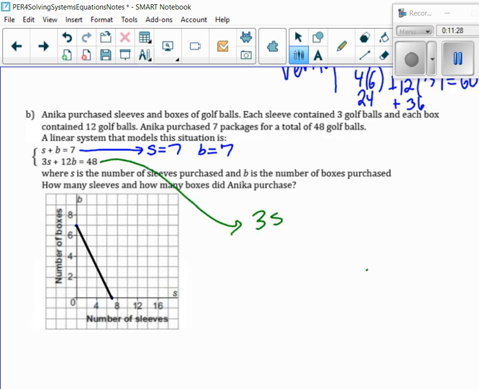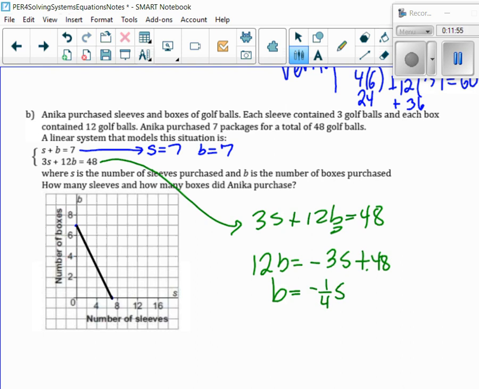Okay, 3S plus 12B equals 48. Which one is my Y, by the way, S or B? B. So this is my Y. So I got to get the 3S over. So 12B equals minus 3S plus 48. Then we divide by 12. What do we get here? What's negative 3 over 12 reduced to? Negative 1 over 4S. And what is 48 divided by 12 reduced to? 4. Okay. So watch my scale again, right?